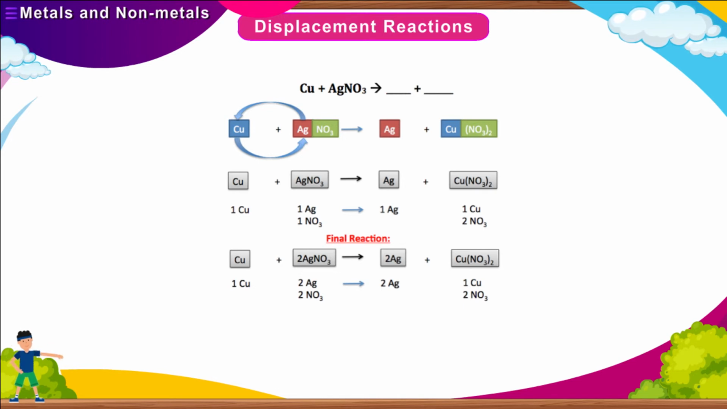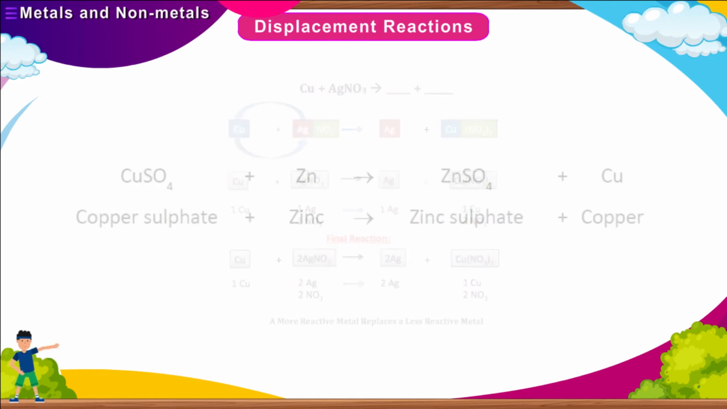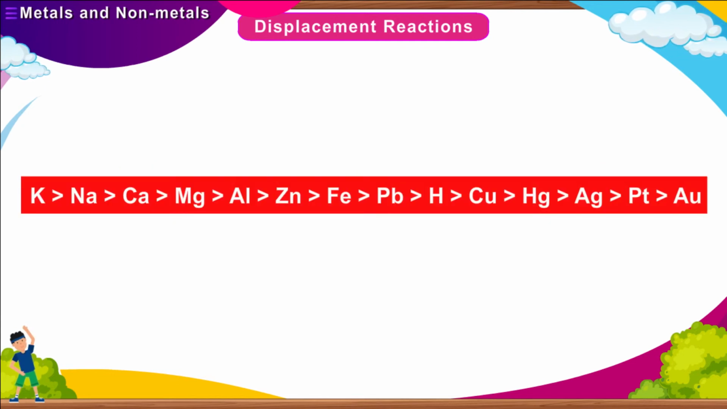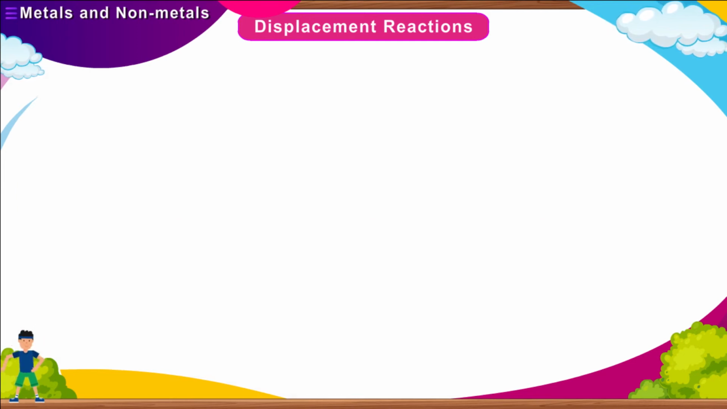Displacement reactions. Metals. A more reactive metal replaces the less reactive metal in its aqueous solution. This is called a displacement reaction. Example: copper sulfate plus zinc gives zinc sulfate plus copper. Electrochemical series. It is a series in which the elements are arranged according to their reactivity. Potassium is most reactive and gold is least reactive.